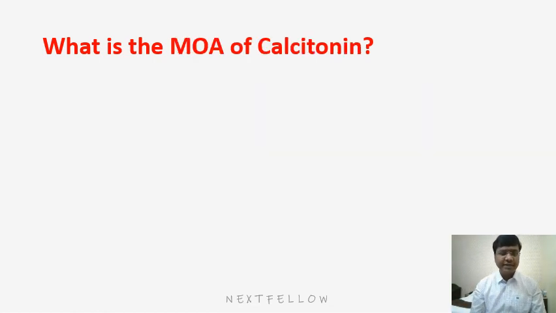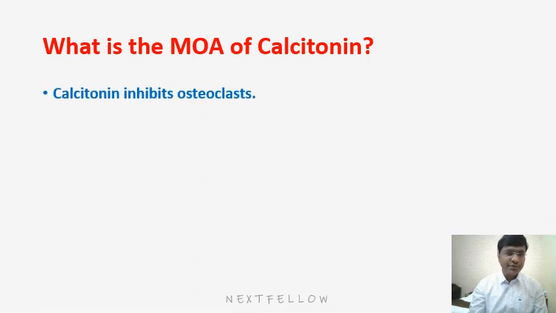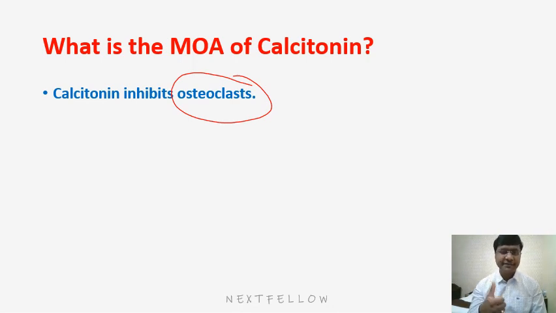Then finally, what is the mechanism of action of calcitonin? Calcitonin will inhibit the osteoclasts, and it will inhibit bone resorption. That is the function performed by calcitonin. So first line treatment will be IV fluids. Then you need to give loop diuretics, that is furosemide. Then bisphosphonates, and then we have calcitonin. So this is about the treatment of hypercalcemia, right?